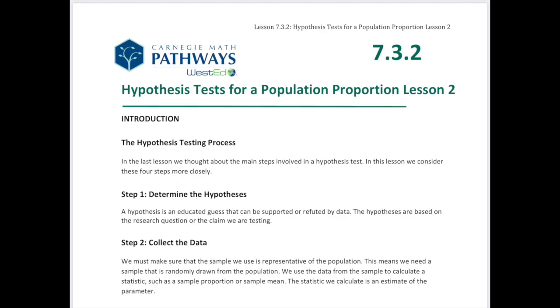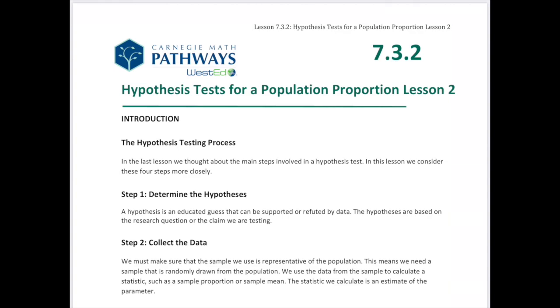7.3.2 Hypothesis Tests for a Population Proportion, Lesson 2. Introduction. The hypothesis testing process. In the last lesson, we thought about the main steps involved in a hypothesis test. In this lesson, we consider these 4 steps more closely.